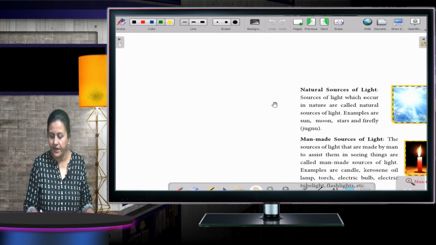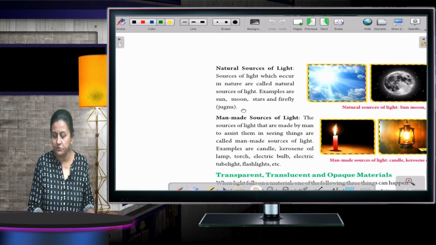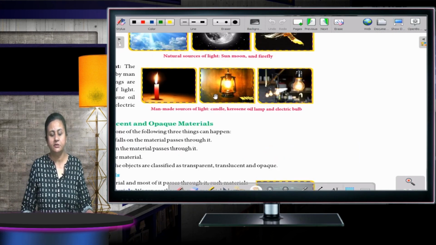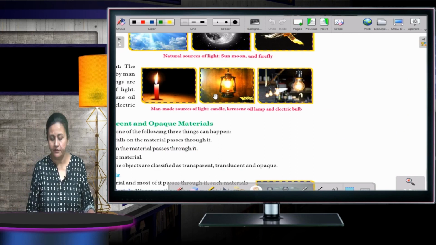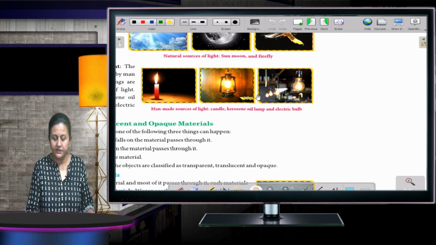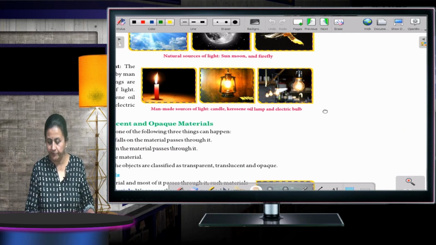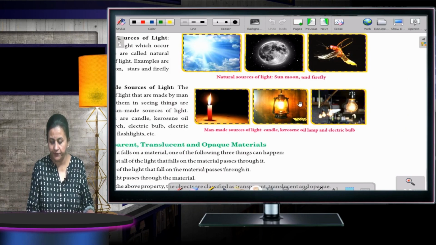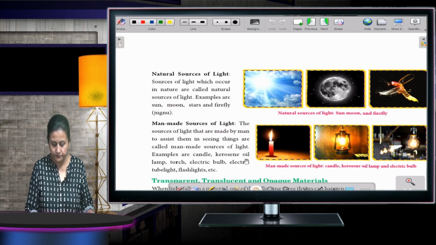Okay, natural sources of light. What are the natural sources of light, children? I told you about the sun. The sun comes in the daytime and it is the ultimate source of energy. It is the main source of energy through which we are getting different forms of energy.